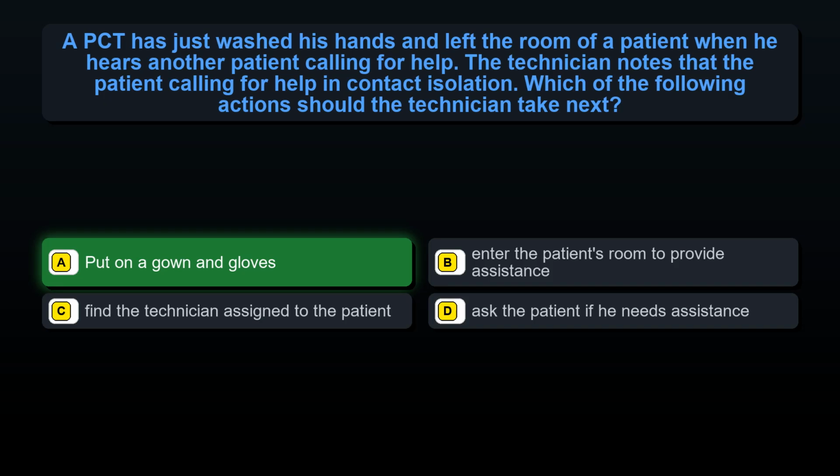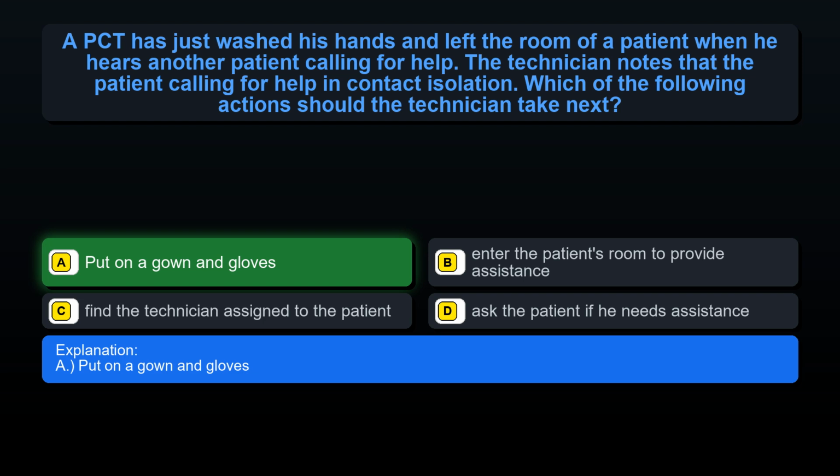The correct answer is option A, put on a gown and gloves.